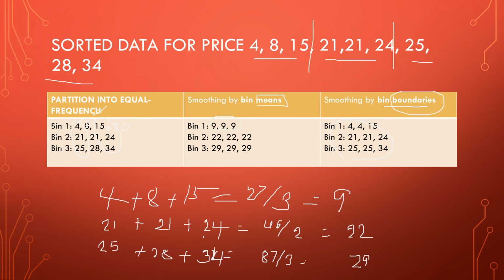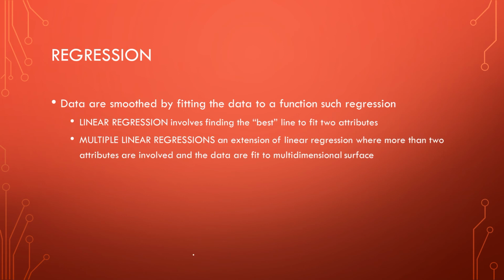In general, the larger the width, the greater the effect of smoothing. Alternatively, bins may be equal width, where the interval range of values in each bin is constant. So, binning is also used in the discretization technique.